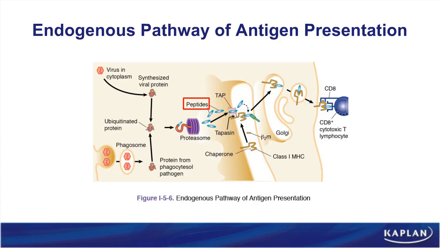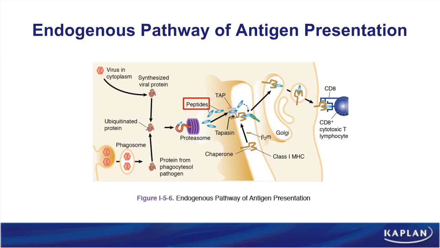Now, that's an important step because, as Dr. Ali talked about before, the class 1 MHC is actually only capable of binding really small peptides of about 8 to 10 amino acids. So a large viral protein would not be able to fit in that peptide binding groove. So it's important that they are processed into smaller peptides.